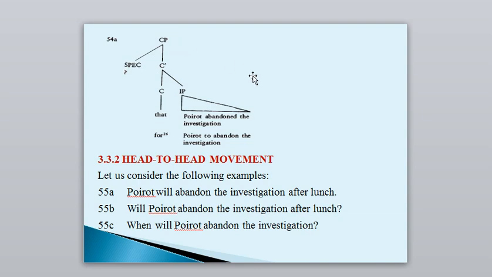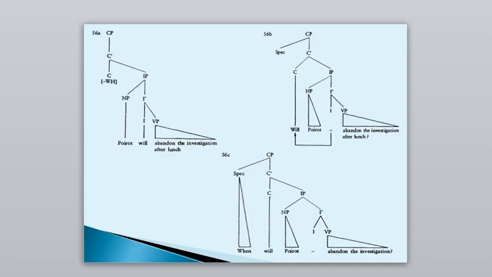We have some movements in each sentence, sometimes. We call some of these movements head-to-head movement. For example, let's consider the following examples. Example number 1, Poirot will abandon the investigation after lunch. And then we can say, will Poirot abandon the investigation after lunch? This is a yes-no question, as you know. And we can produce an information question: when will Poirot abandon the investigation? We have a movement in these two kinds of sentences. We want to show them using tree diagrams.